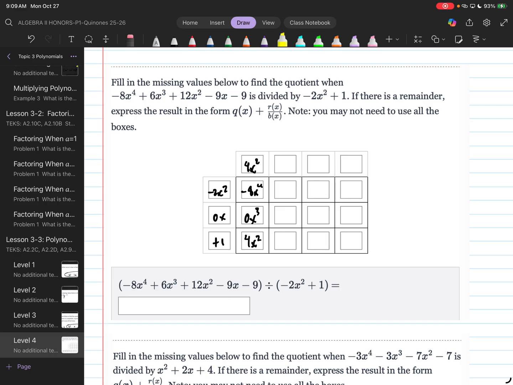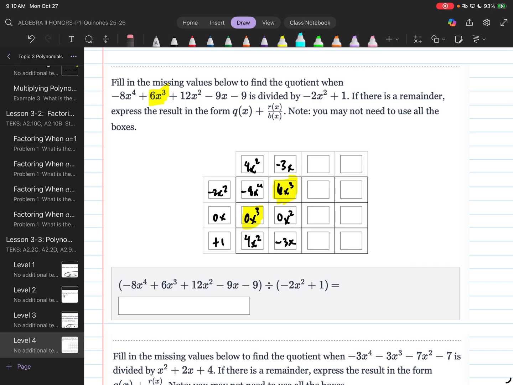Okay, remember, I need this and this to add up to whatever x cubed term that is. This is why I told you it's important for you to put the missing one. So then this has to be 6x cubed. Yes? Right? So then negative 2x squared times what will give me 6x cubed? That is negative 3x. Okay? This is 0x squared. This is negative 3x.